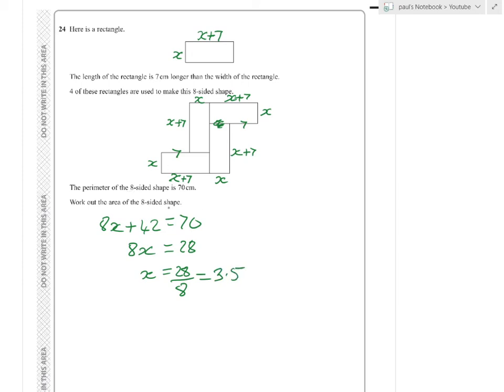Alright, now we've got the perimeter, work out the area. So the area of one of these shapes is going to be 3.5 times 3.5 plus 7, which is 3.5 times 10.5, is 36.75.